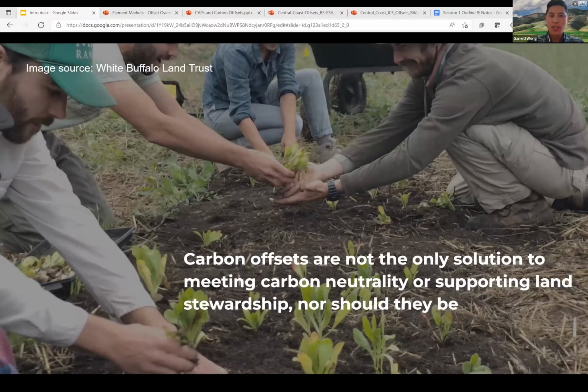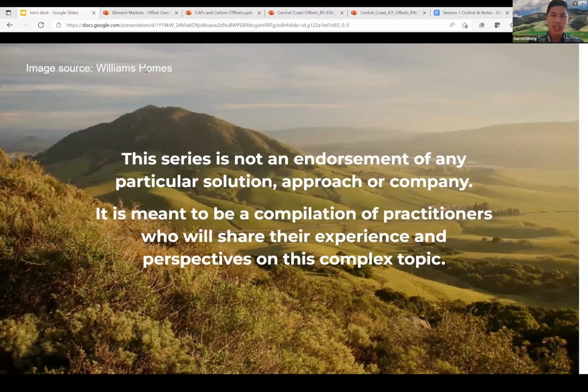While this series focuses on carbon offsets and carbon sequestration projects, we recognize that they are not the only solution to meeting carbon neutrality or supporting land stewardship, nor should they be. This series is not an endorsement of any particular solution, approach, or company. It is meant to be a compilation of practitioners who will share their experience and perspectives on this complex topic.